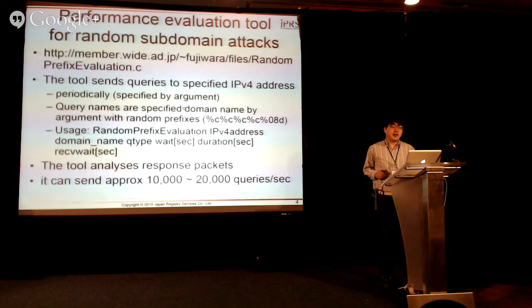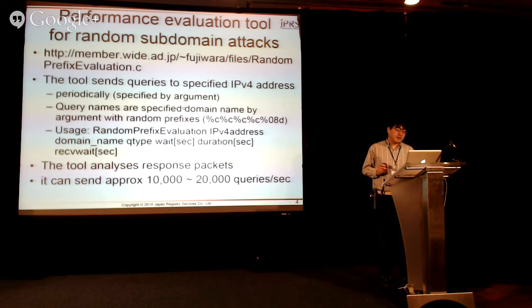Then I made a performance evaluation tool for random subdomain attacks. This is a very small C program which generates query packets and periodically sends queries to one IP address. The tool sends queries to the specified IP version address periodically, specified by argument, and query names are the domain name specified by argument with random prefixes: %C, %C, %C, %C, %08D.